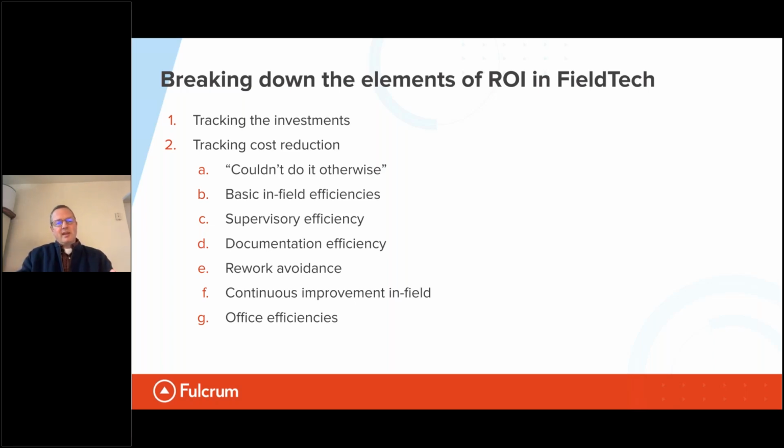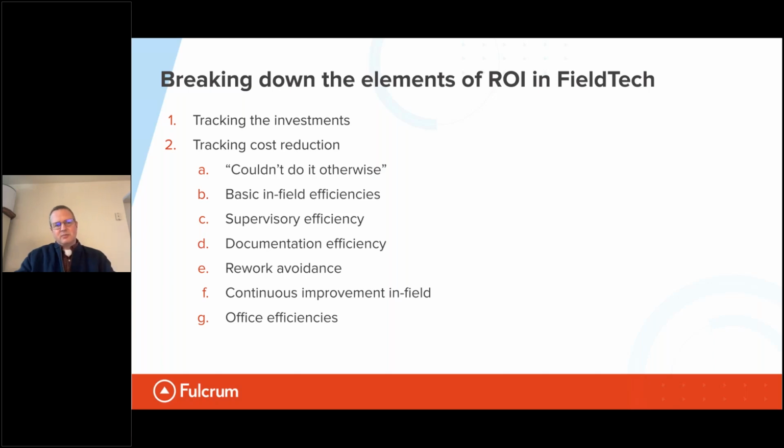But if you look at the remaining cost reduction metrics, if you will, in-field efficiencies is one of those places where we see a really significant increase. Supervisory efficiency, I've already talked about a little bit, and documentation efficiency, because we're talking about data. If we can pull that data automatically into documentation instead of having to build it by hand, that makes a huge difference. And then I'll talk a little bit about rework avoidance here in a second too.